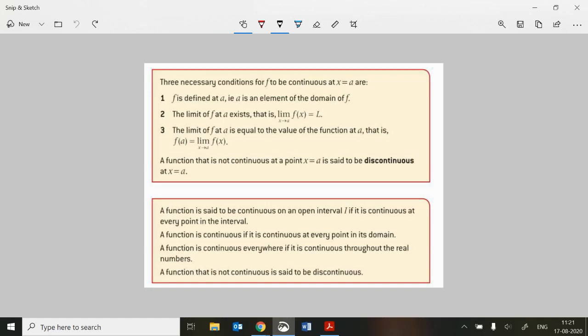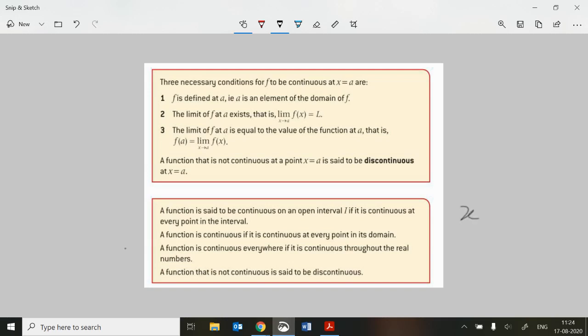Right, now let's have a look at how we define the function to be continuous. These are very subtle points here, and I look at this and think this is just horrible to read through. I'd much prefer to do an example, but let's read it through. A function is said to be continuous on any open interval I if it is continuous at every point in the interval.